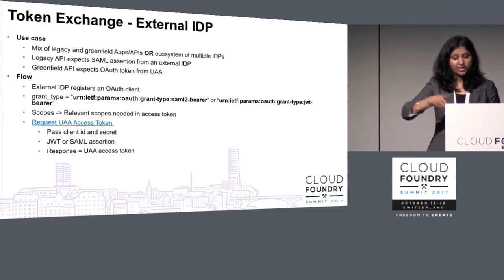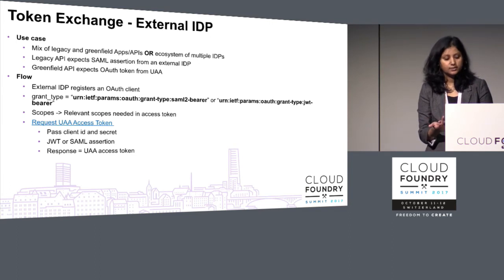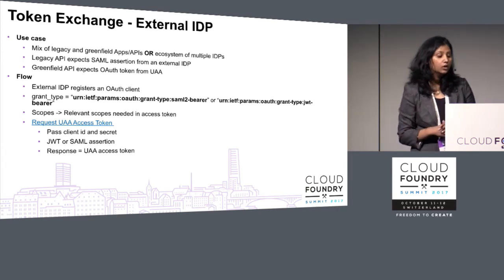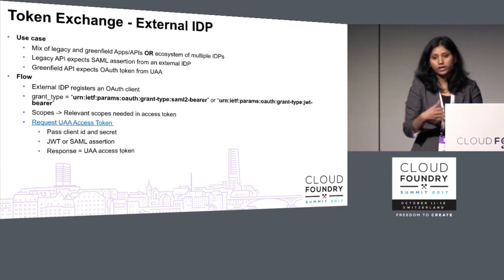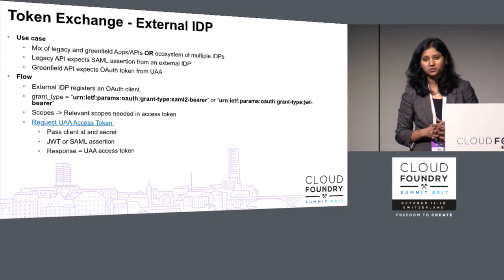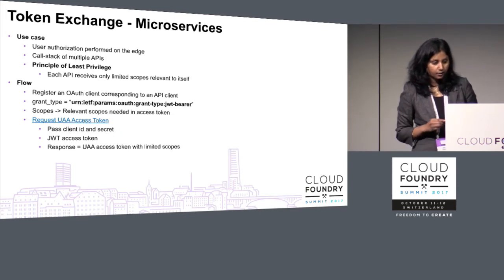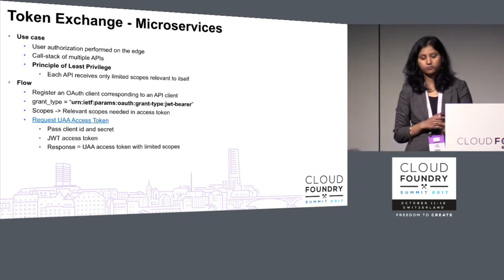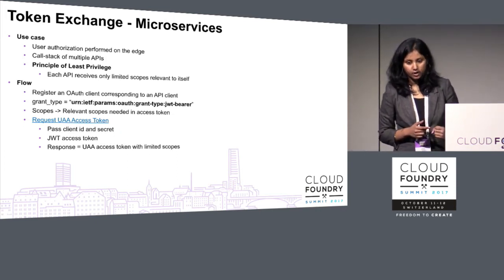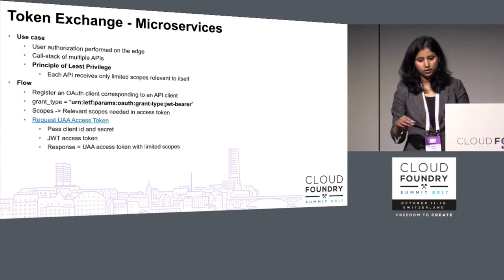So as part of the actual request, you would be passing the client ID, the secret, and the assertion, JWT or SAML, and the response will be a UAA access token. Now, we just don't take the token and generate you a new access token. We perform all the validations before we do that. We have taken it a step further with token exchange, and we allow exchanging tokens within the UAA boundary also.